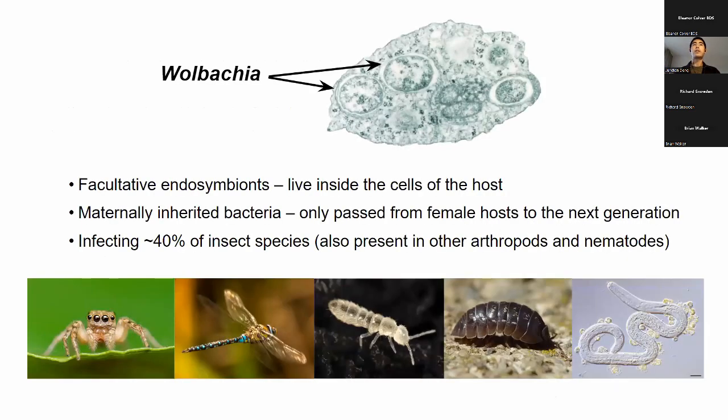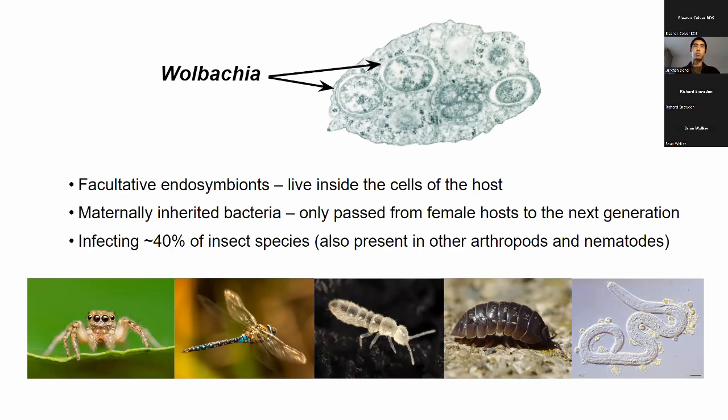So Wolbachia is an endosymbiont, so it lives inside the cells of the host. It is a facultative symbiont, which means that it is not essential for its host to survive, and it can sometimes jump between hosts. Wolbachia is maternally inherited, which means that it can only be passed from female hosts to their offspring.